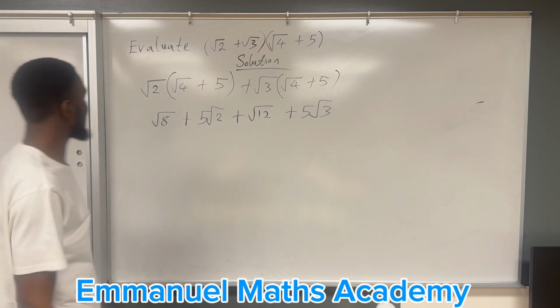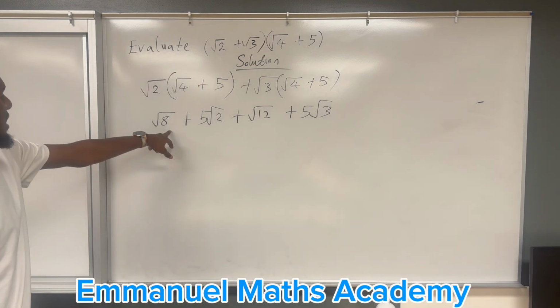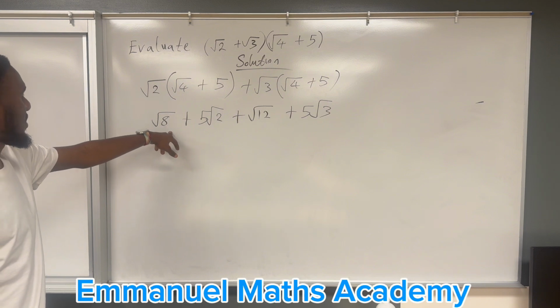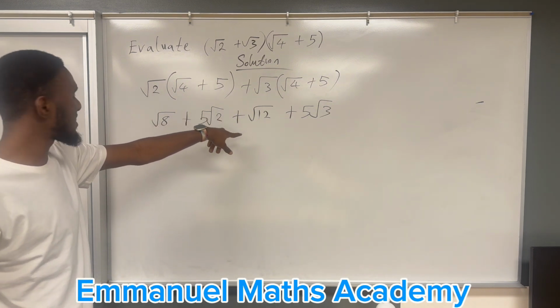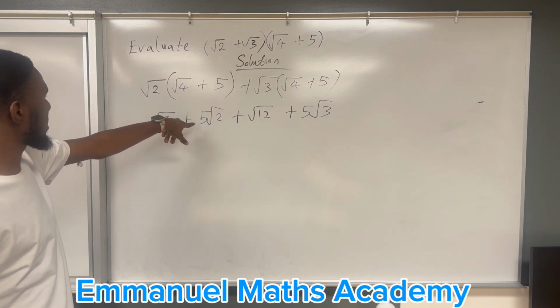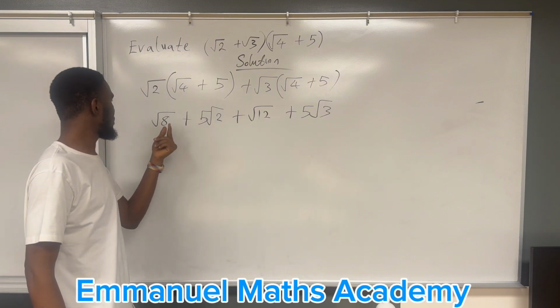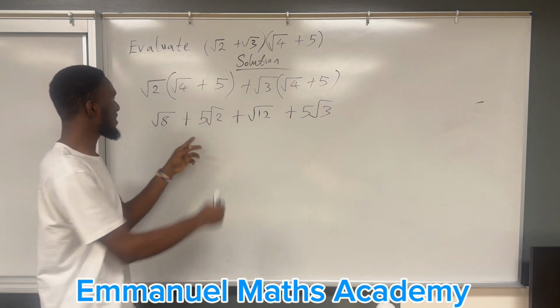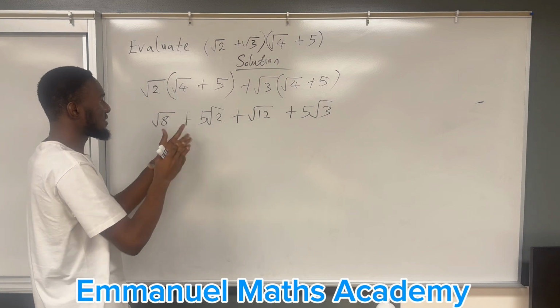Good. So what do we do next? How do we expand next? Okay. We have root 8 here, root 2, root 12. So none of them have the same roots. So that means you'll be leaving our answer this way. But had it been any of them have the same root, maybe you have root 2 here and root 2 here, then you can actually add them together to give you maybe 6 root 2.